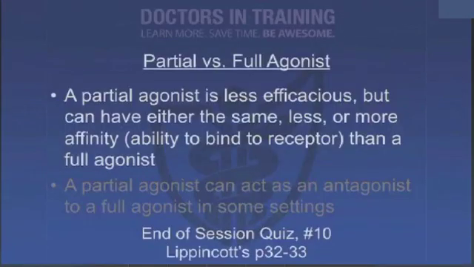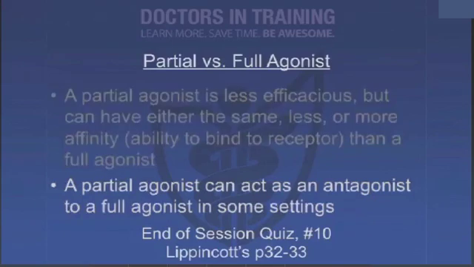How does a partial agonist work in comparison to a full agonist? Well, a partial agonist is less efficacious in general than the full agonist, but it can also have the same, less, or more affinity, or in other words, the ability to bind to that receptor than the full agonist. So the partial agonist can act as an antagonist to the full agonist in some settings.